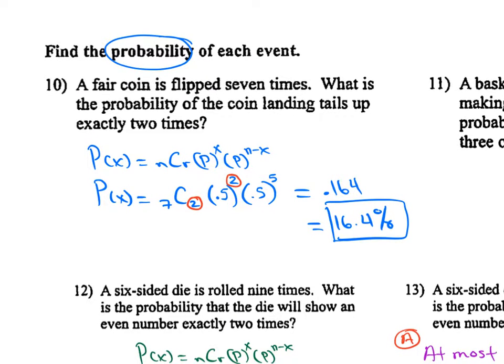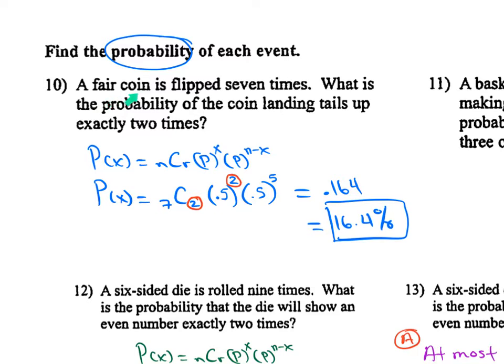All right, number 10, it says find the probability of each event. And this is going to be using the binomial distribution formula. It's just nCr times the probability of success, p, times, that should be 1 minus p, not p, but 1 minus p, raised to the n minus x. So this is the probability of success, this is the probability of failure, all right?